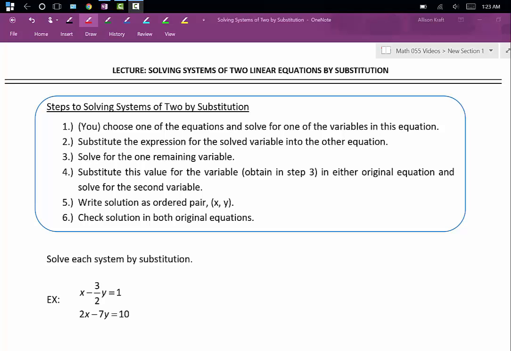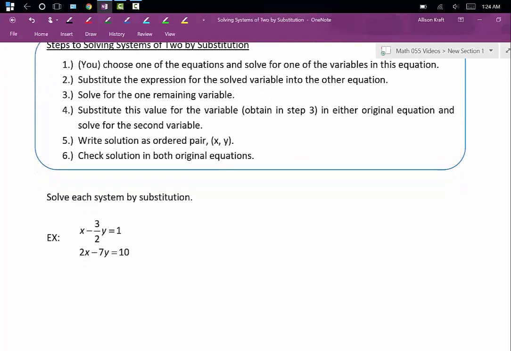Then we're going to substitute the algebraic expression for the solved variable into the other equation. This is going to create an equation containing just one variable. You then want to solve for the one remaining variable. Substitute this value for the variable obtained in step 3 in either original equation and solve for the second variable. Write your solution as an ordered pair (x, y), and then you can always check your solution by plugging your ordered pair into both original equations and making sure you get two true statements.